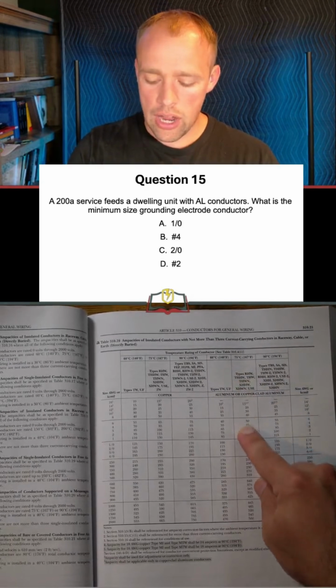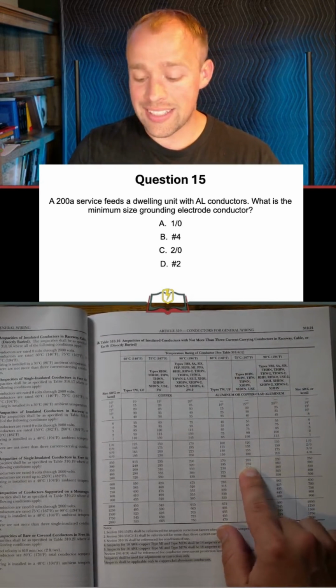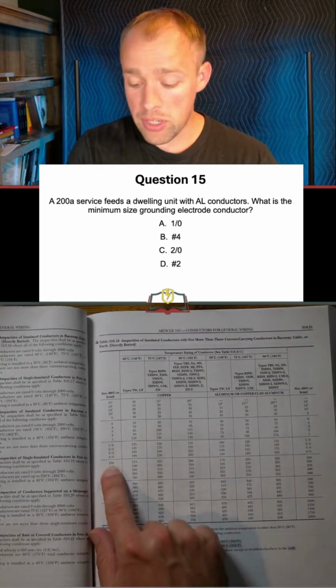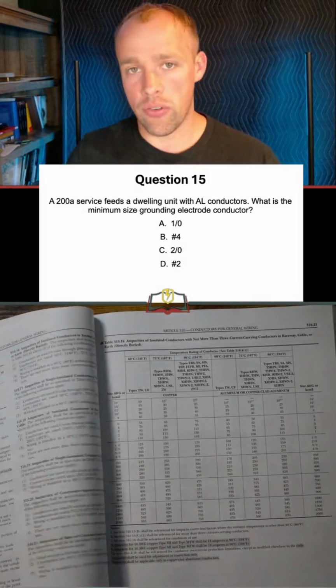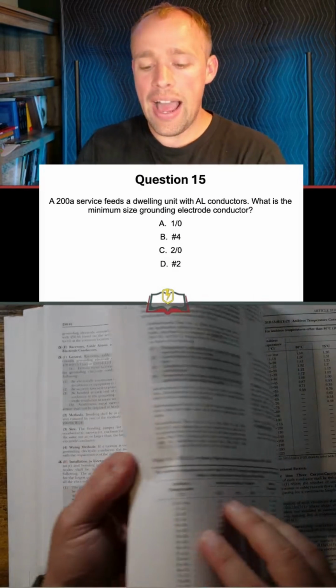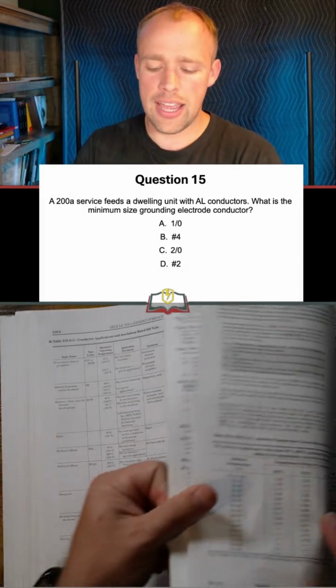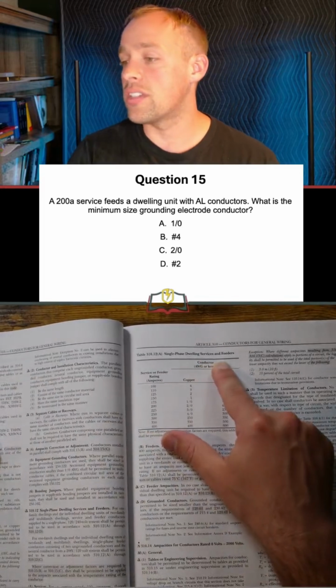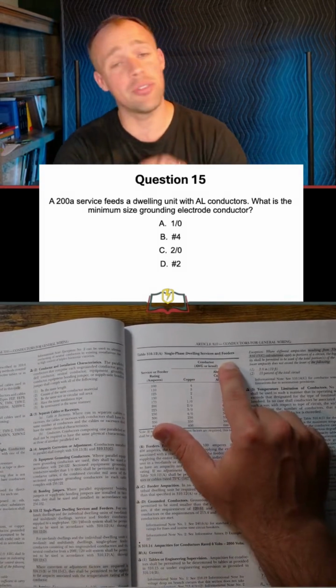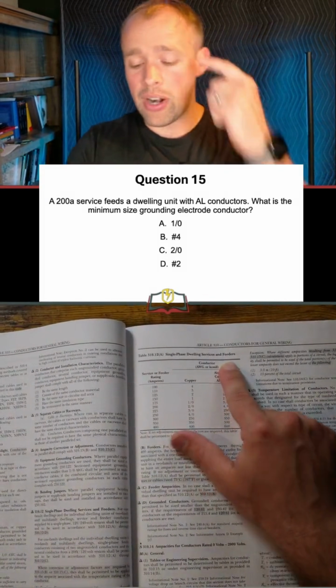I would go down to a wire size that has at least 200 amps, which would lead me to 250 kcmil. But pause, it says it's in a dwelling unit, right? So I can go back in 310.12, single phase dwelling service and feeders. Guys, you should have all these tables highlighted in your code books or memorized in your head.